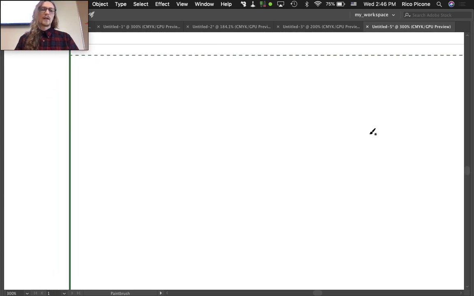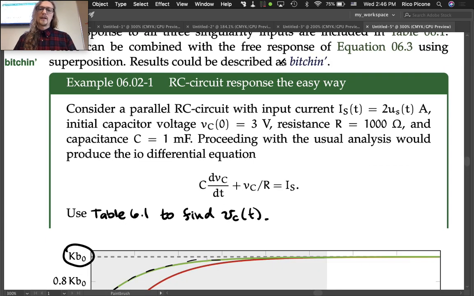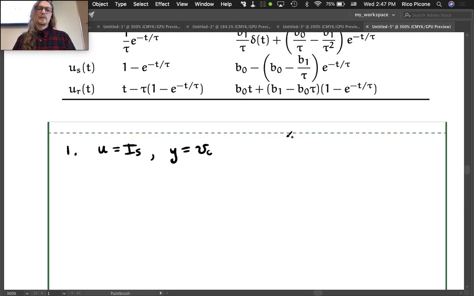So first step is we notice, first of all, that our input, u, is equal to IS. This is just a good thing to note. And our output, y, is VC, right? If we just look at the differential equation, we can see that those two are the case. So IS is the input, VC is the output. Great.